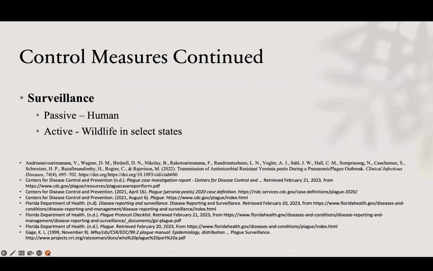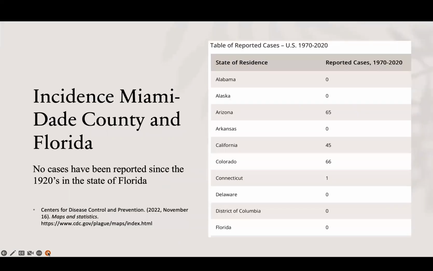Due to the dramatic decline in plague cases, thanks to antibiotics, there is a passive surveillance system in place across the nation for human cases of plague. However, in states where there are still yearly cases of plague, many of those health departments have active surveillance for wildlife to track the prevalence of the infectious disease.